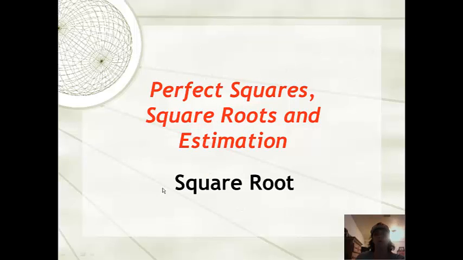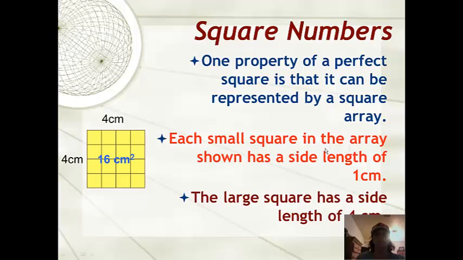Now we're going to go over square roots. Square numbers. One property of a perfect square is that it can be represented by a square array. Each small square in the array shown has a side length of 1 centimeter. So this is 1 centimeter by 1 centimeter. And then the larger square has a side length of 4 centimeters. So we have 1, 2, 3, 4 makes up the larger square.